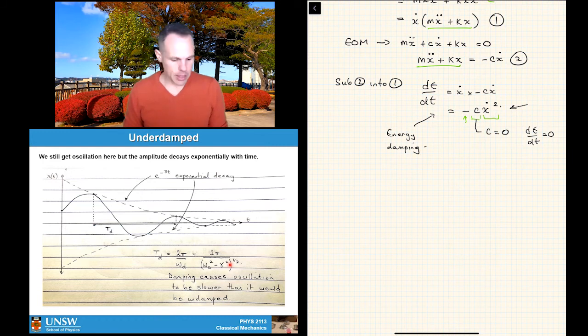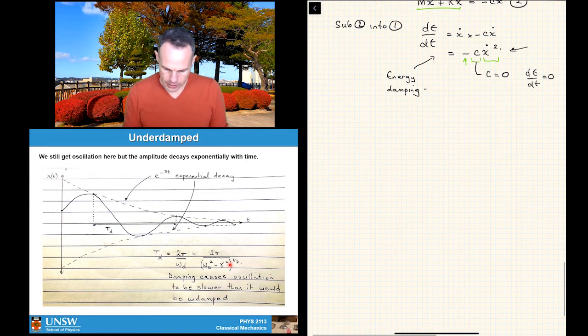Sort of an energy damping equation. And so we can finish off here basically just looking at the graphs for this.